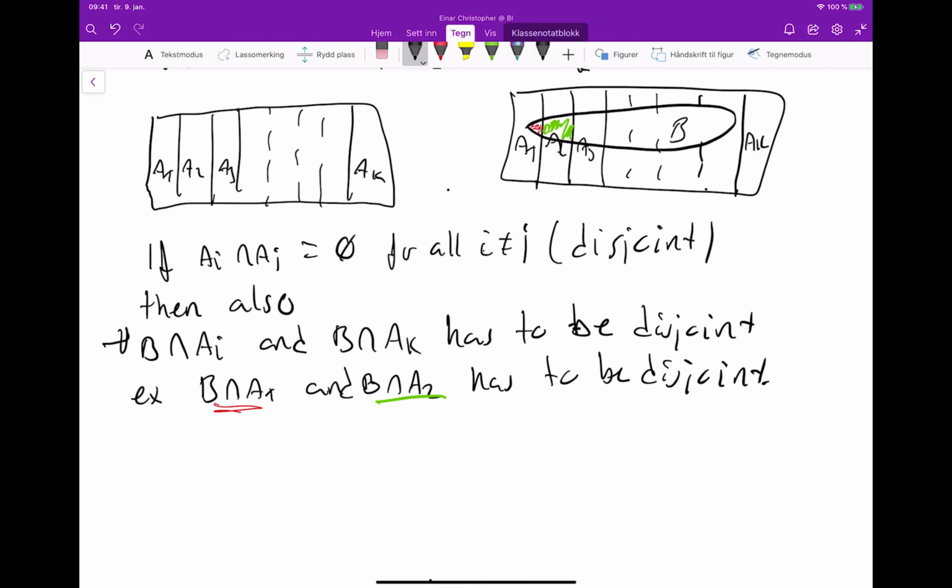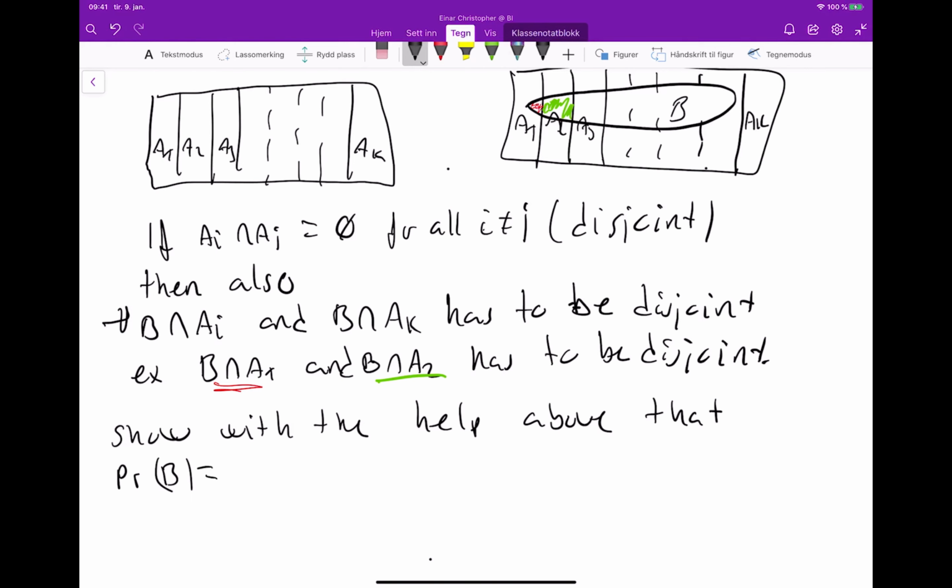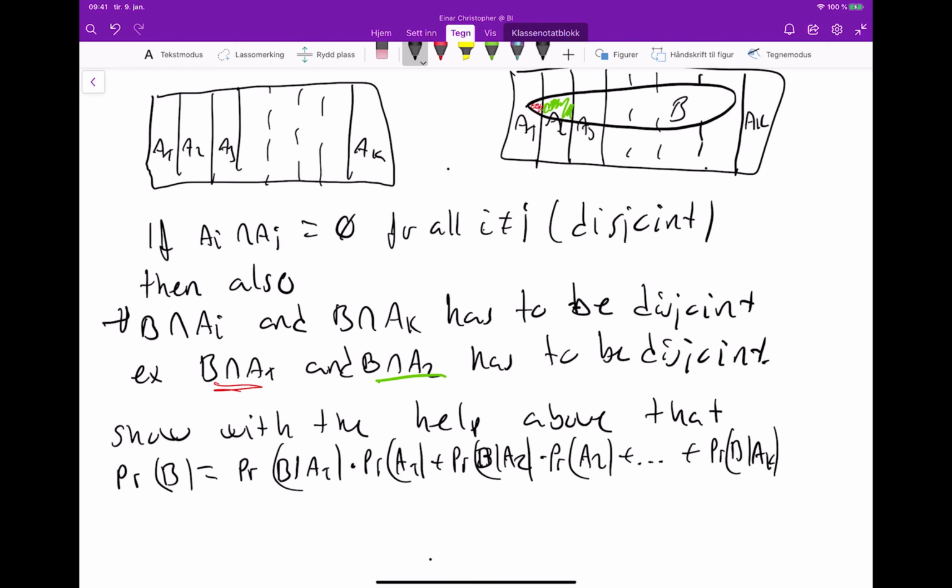So what we're going to do now is to show with the help of the above that the probability of B is equal to the probability of B given A1 times the probability of A1 plus the probability of B given A2 times the probability of A2 plus ... plus the probability of B given AK times the probability of AK. So we are going to show this.